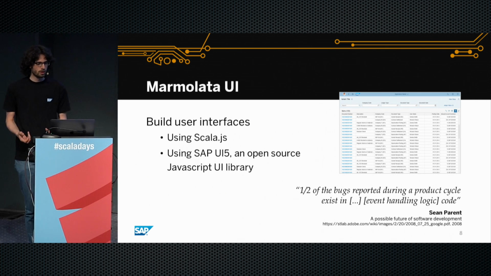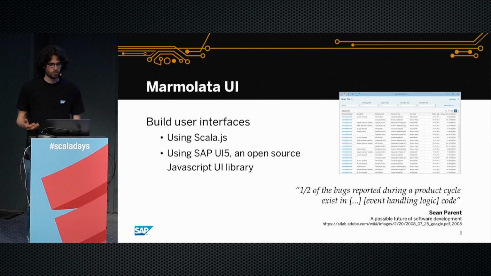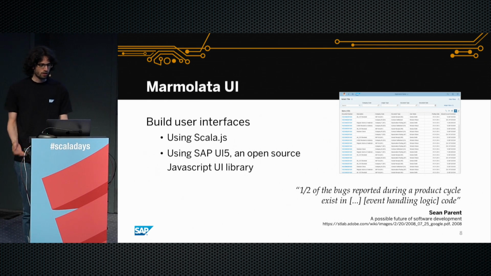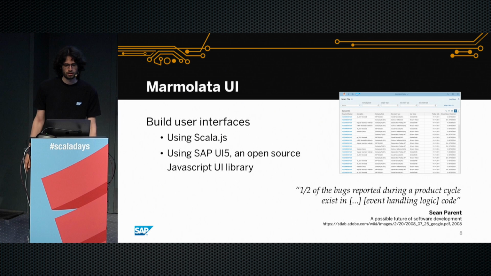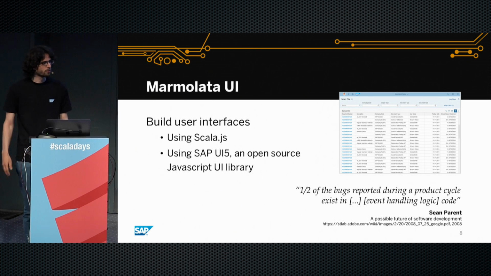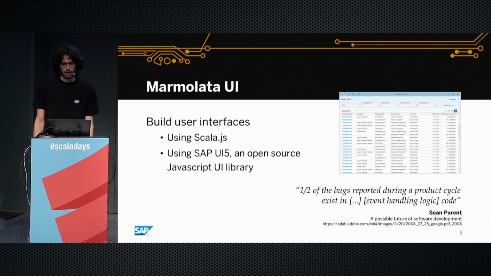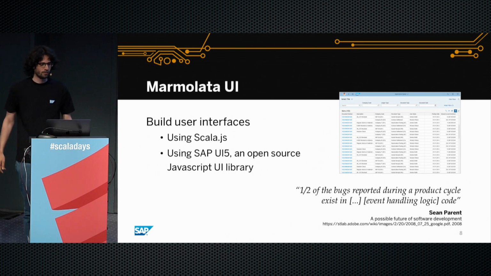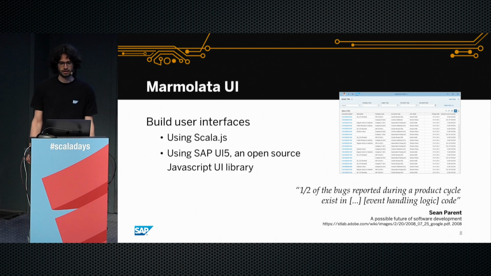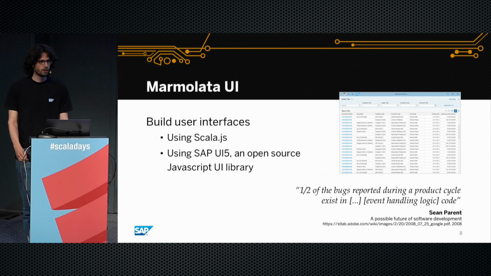Also, we want to produce less code. We don't want to write too much code to write these UIs. And it turns out that research has shown that a lot of the code that is problematic in the UI is the event handling. A lot can go wrong. There's also this claim that half of the bugs reported during a product cycle in some specific applications exist in the event handling logic code. And that's why we want to leverage functional reactive programming.